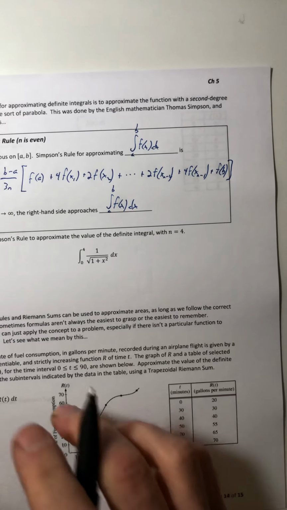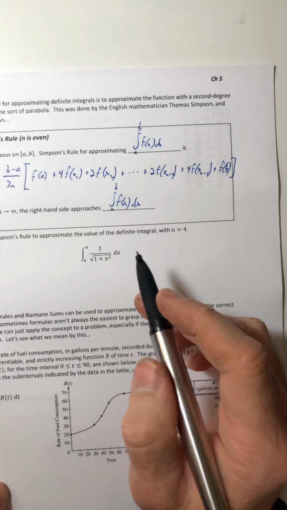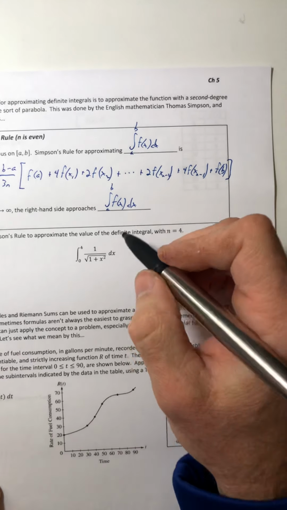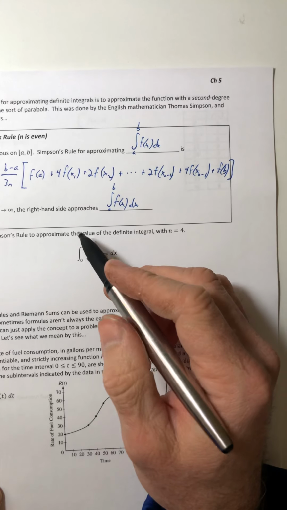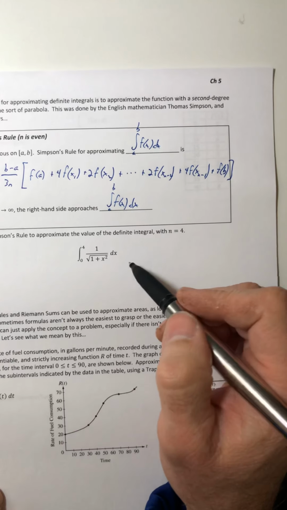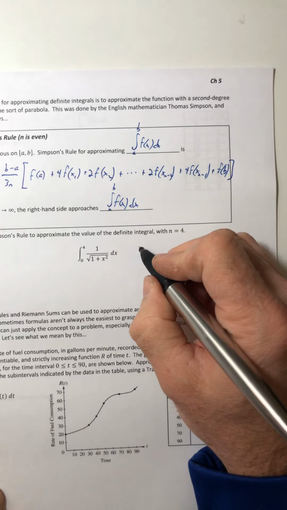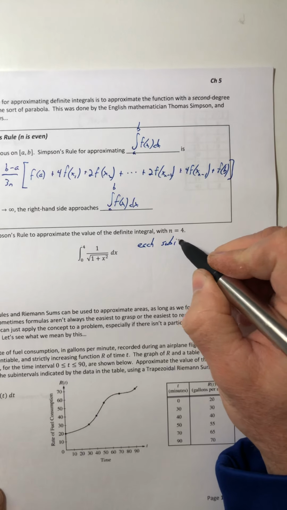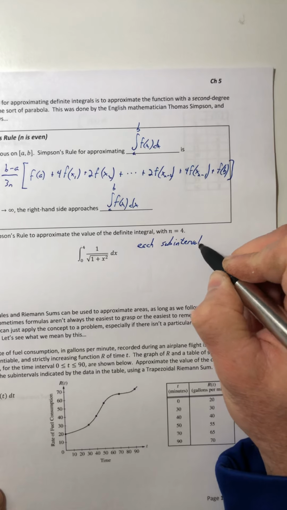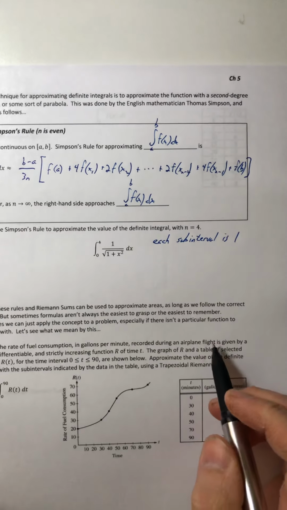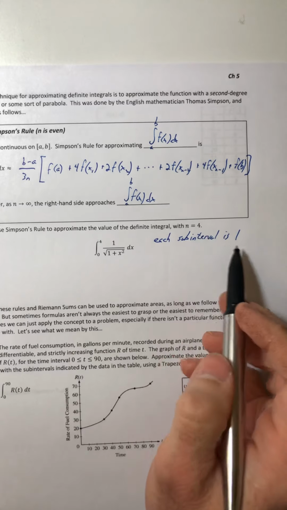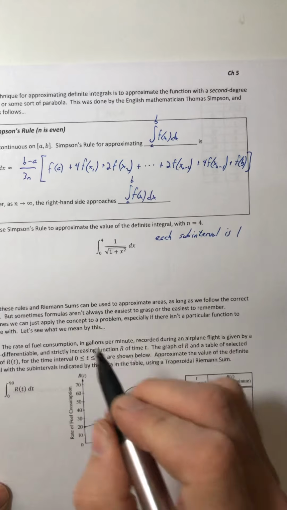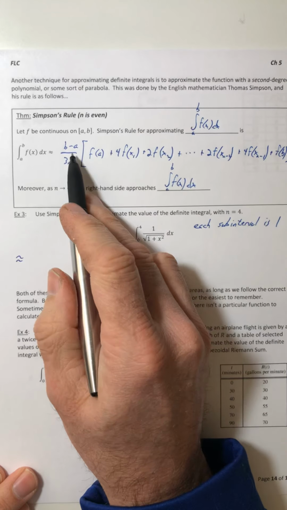Okay, so let's use Simpson's rule to approximate that definite integral. So it's with n is equal to 4. So you have 4 subintervals going from 0 to 4. So they're all equally spaced. So each sub-interval is 1. If you're going from 0 to 4 with 4 of them, each one is 1. Okay, so it's approximately equal to, and we're going to follow that formula out.